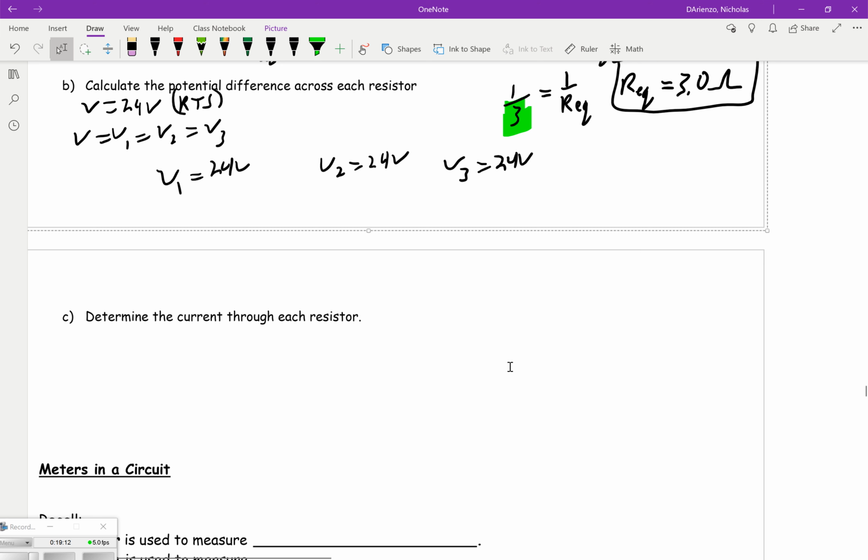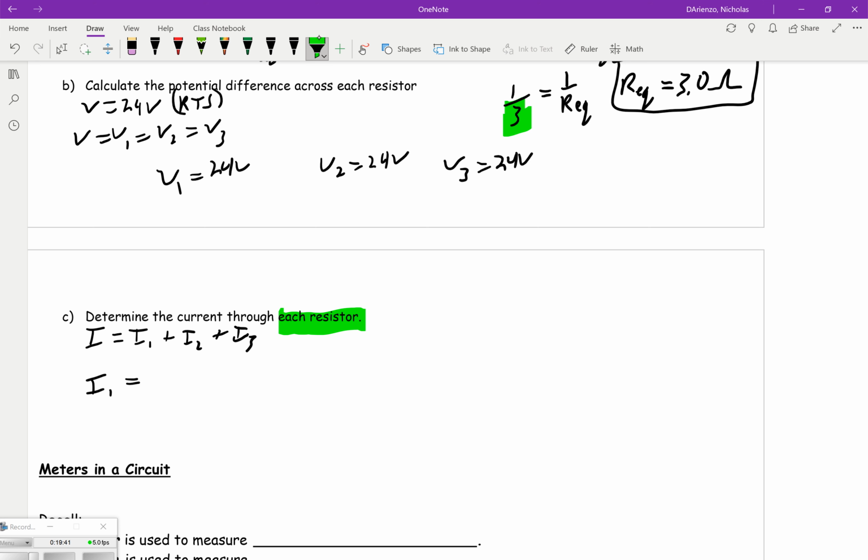Now the current, we know that the sums of the current at every branch equals the total current from the source. Now we have to actually find the current at each branch. And we're going to use the voltage and the resistance, because we're looking for the current through each resistor here. So we're going to use the resistance and the voltage through each branch to find the current through that resistor.